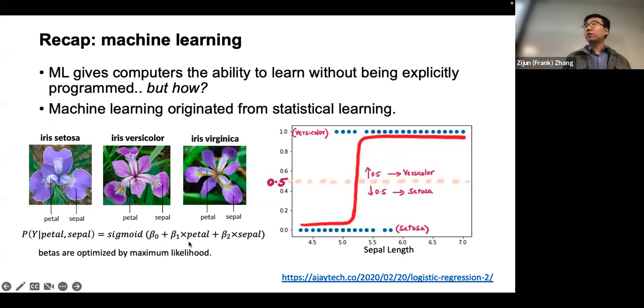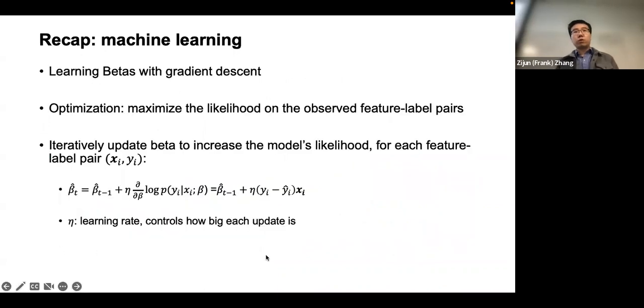By learning those beta values, whenever we observe a new flower with a specific petal and sepal, we can make a prediction probabilistically. For example, here we learn those betas to see that if the petal length is very small, it's more likely to be a setosa versus some other types of flowers. This process of learning those betas is called statistical learning. But how are we actually going to optimize the betas? The approach is called maximum likelihood. In a nutshell, we can learn those betas by gradient descent. So the goal here is we want to maximize the likelihood on the observed feature-label pairs.